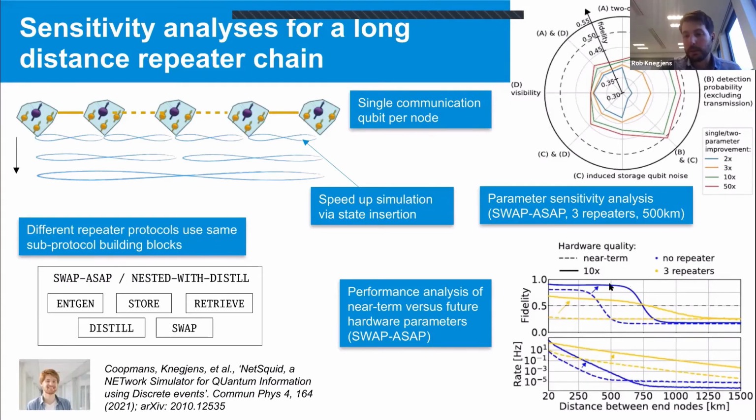Because at shorter distances, you see in this plot here, it's actually more performant in terms of fidelity and rate in some cases to not have the repeater set up.